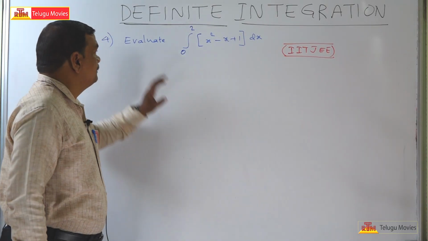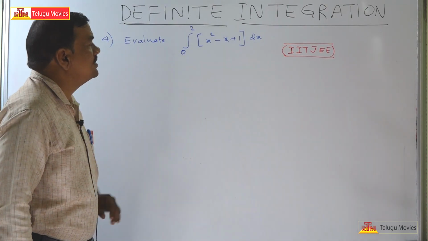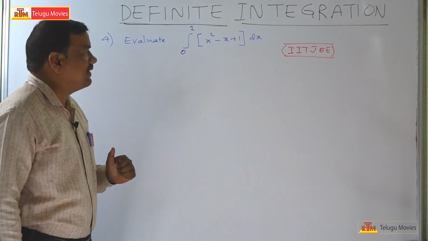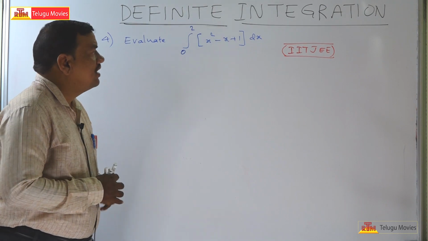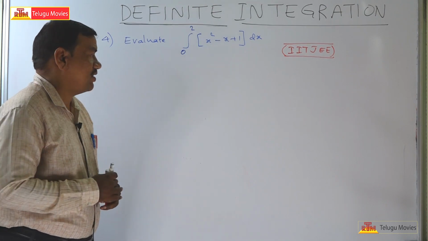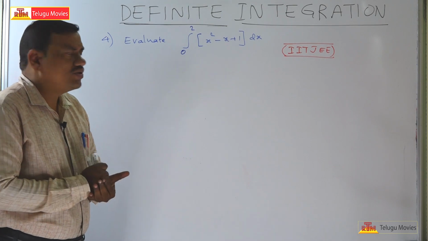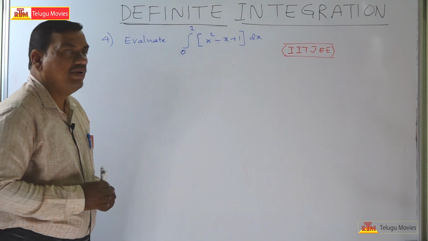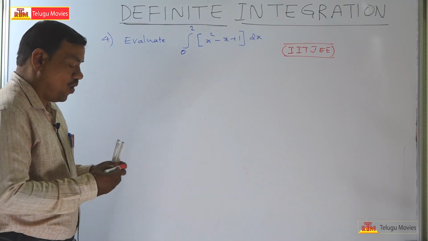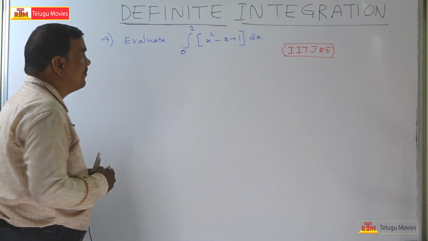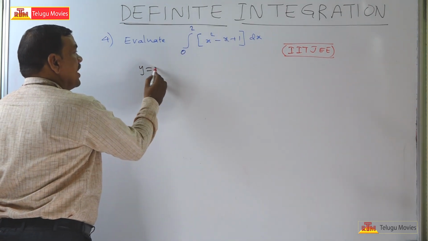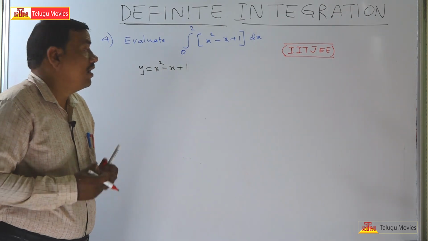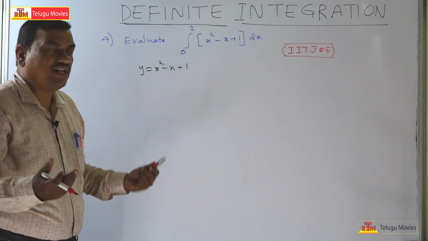Welcome to this problem. Evaluate the integral from 0 to 2 of the step function of x squared minus x plus 1 dx. This was once asked in one of the IIT JEE examinations. Let us try to understand. So, it is a very easy problem if you think in a graphical way. First of all, what is the nature of the graph y is equal to x squared minus x plus 1? Let us see the graph. Is it a circle, a parabola, an ellipse, or a hyperbola?